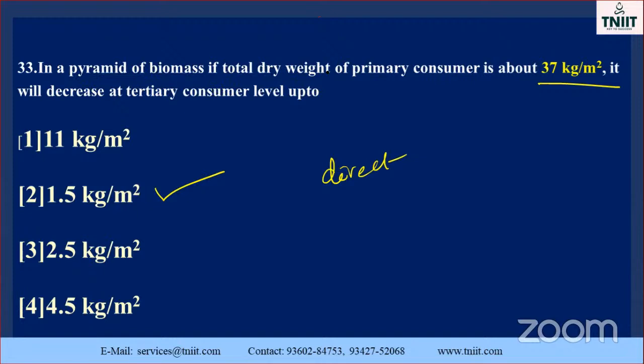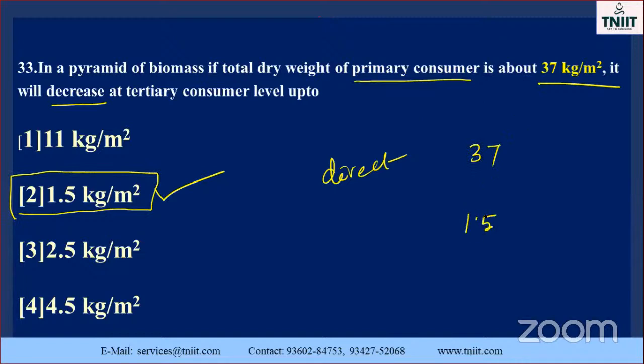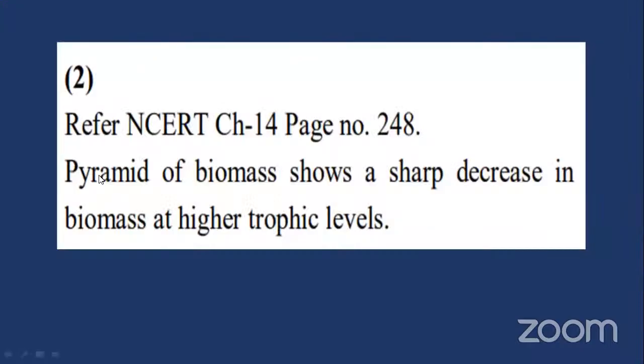Pyramid of biomass, if total dry weight of primary consumer is about... primary consumer will decrease at tertiary consumer level up to... decrease, they told the clue. So which one is the decrease here? The lowest level, this one. Okay, the reading is 37, which means you have to calculate 1.5 kg per meter square, that is the correct way. So the option is the second one. See the solution? They have given us a diagrammatic representation. Pyramids of biomass show a sharp decrease in biomass at higher trophic levels. Okay, my dear, so go to the next one.